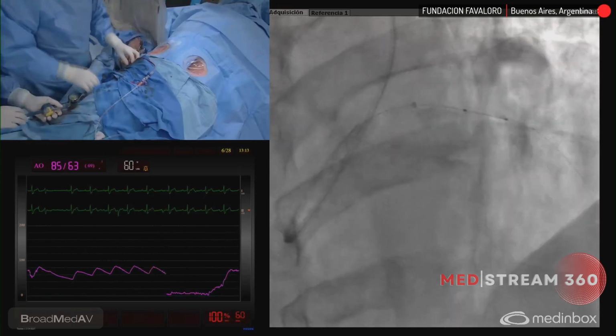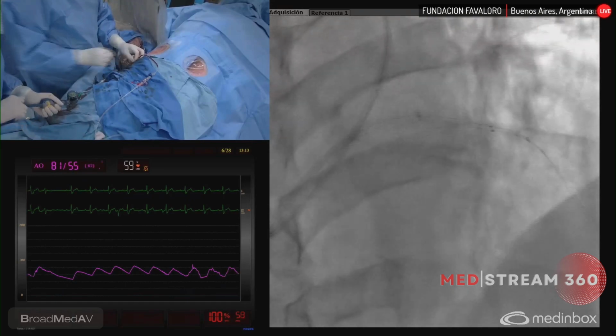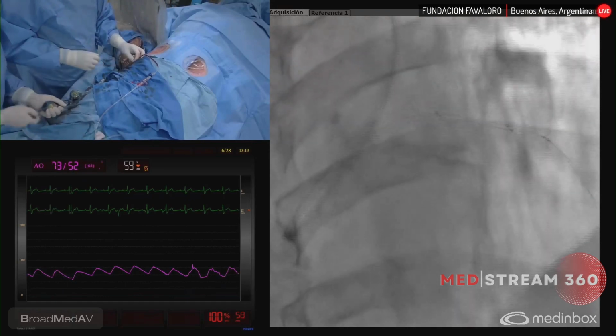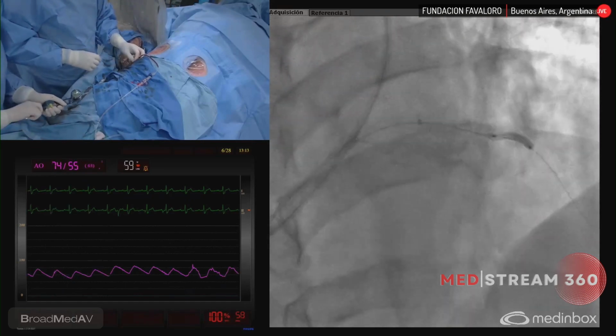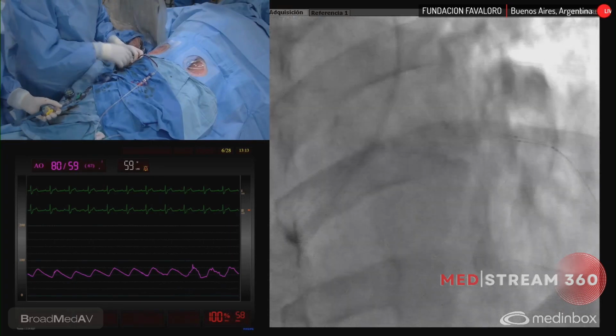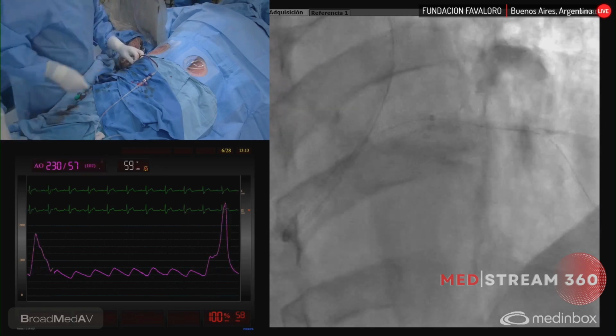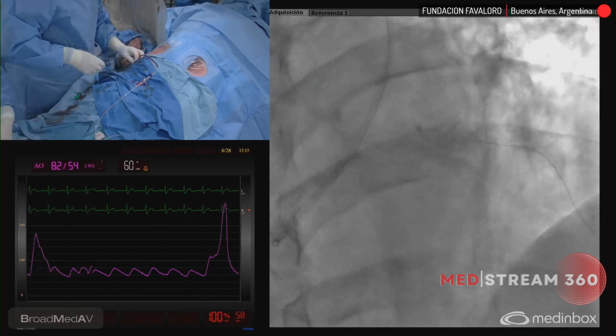I think it's not going to be easy to advance the IVUS. Try again. Okay, deflate. We will try. If not, we are going back to the balloon to advance the guiding, deploy the stent, and then we control the stent.